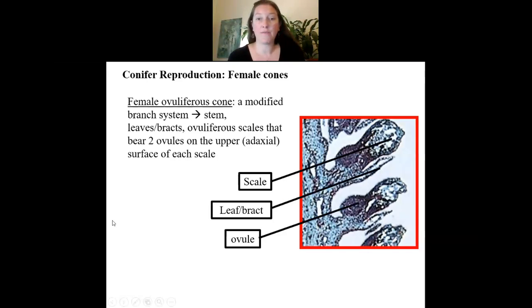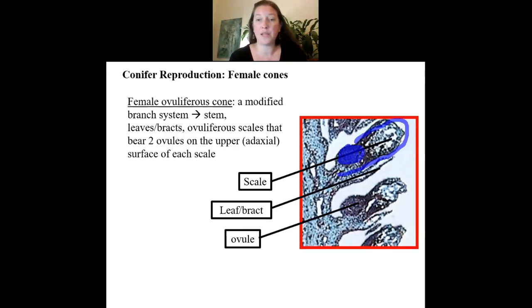So basically, you have these scales, and sometimes the lab will say ovuliferous scales. That's just saying, remember, -ferous means to bear ovules, but scales is fine. So it's scales that have ovules on them. So here is the scale right here. Here is an ovule on that scale.